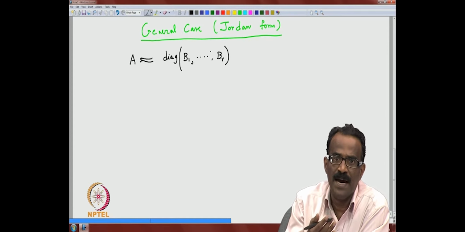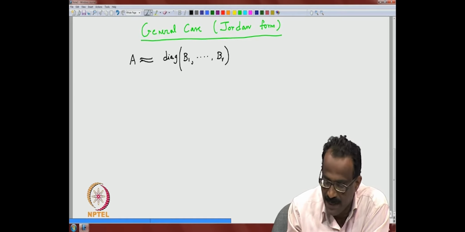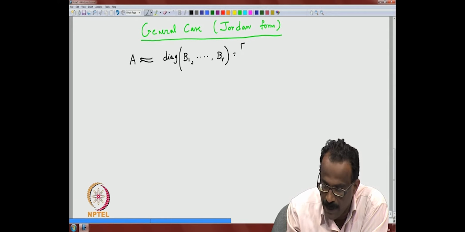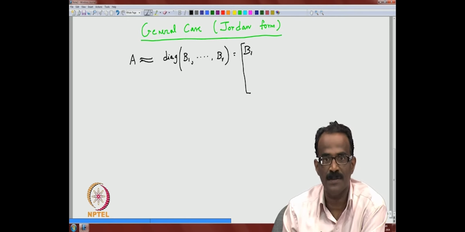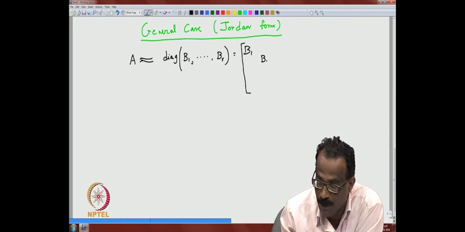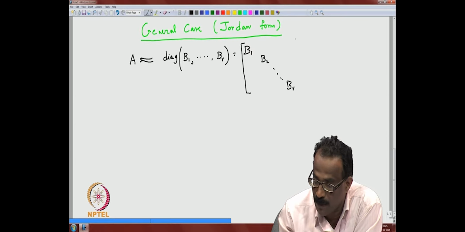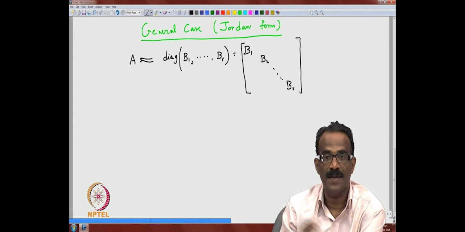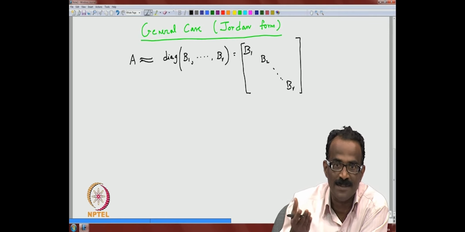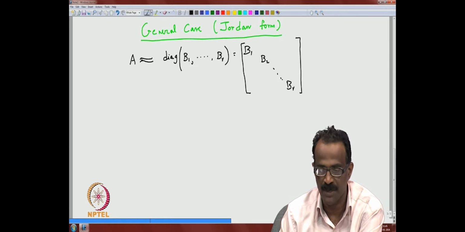Each B_i will have some order. These all belong to a certain multiplicity. So you will be able to write this matrix: B1 will have some order, say K1, B2 will have some order K2, and so on, B_r will have some order K_r. Of course, K1 plus K2 plus etc. plus K_r will be equal to n. So the total order will be an n by n matrix.